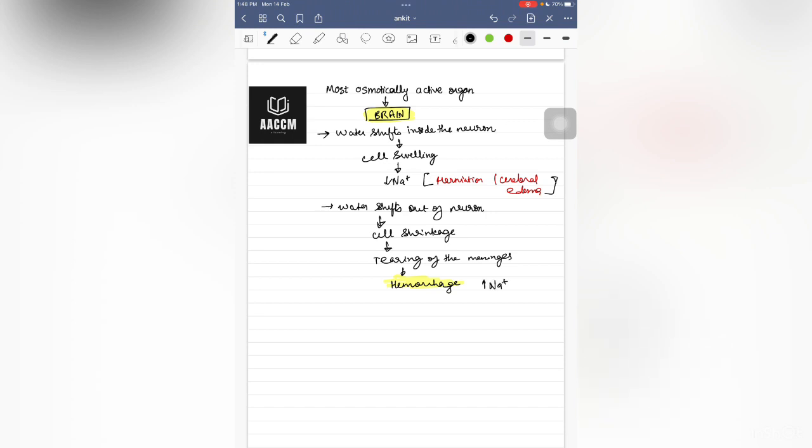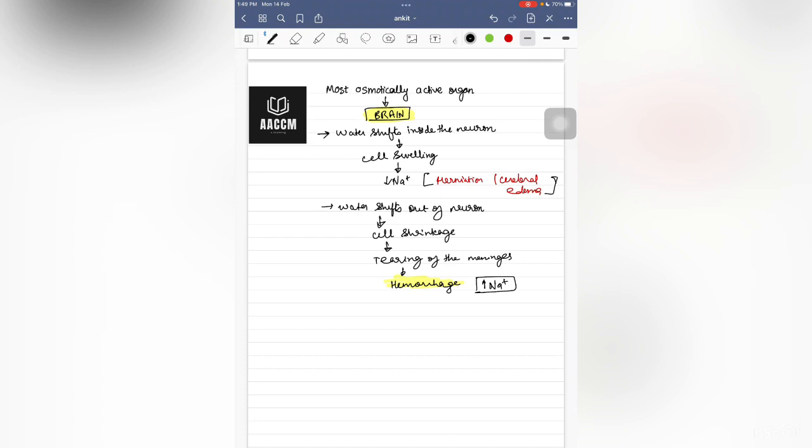hypernatremia, right? So anything which is related to the osmotically active organ in the body, that is the brain, the water will shift inside the neuron. There will be cell swelling, ultimately causing herniation or cerebral edema. Conversely, if the water shifts out of the neuron, if the osmolality is too high, that will cause cell shrinkage, ultimately causing tearing of the meninges and causing hemorrhage. These are the symptoms which are seen in case of hyponatremia or hypernatremia.